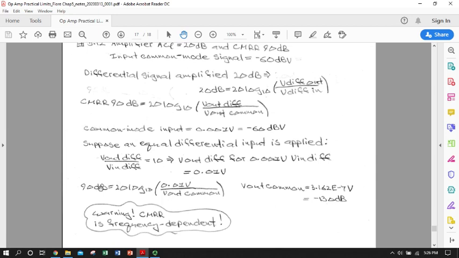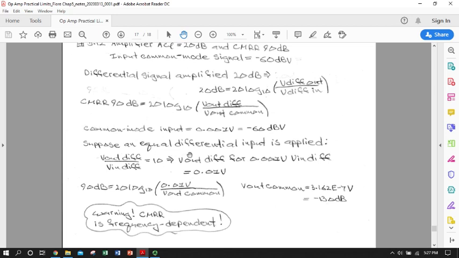So now we can invoke our 90 decibel rejection. So we can pop in our V out differential, which we just calculated here, and leave our V out common down here, and solve for V out common, and we get a value of 3.162 times 10 to the minus 7 volts. So this is great.